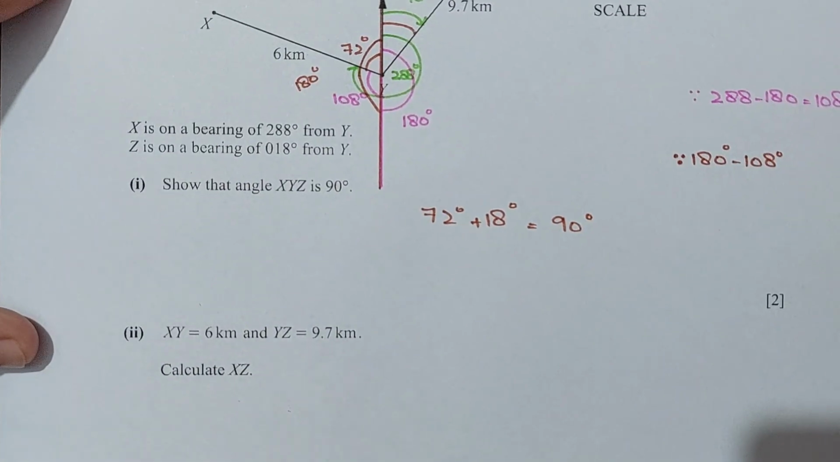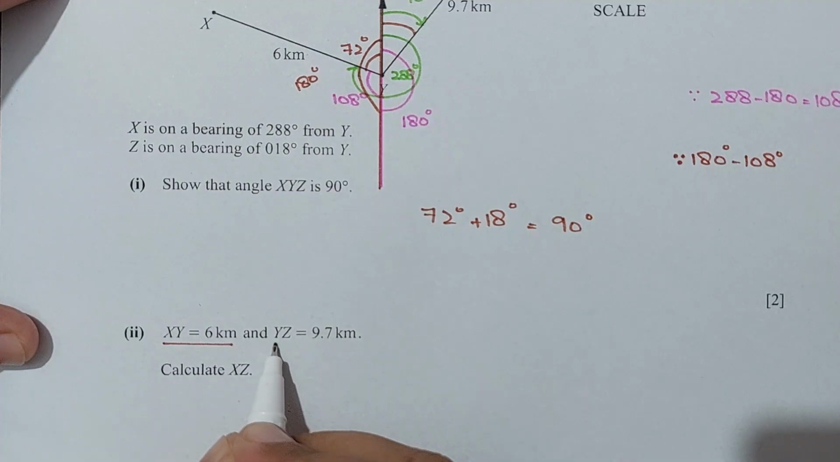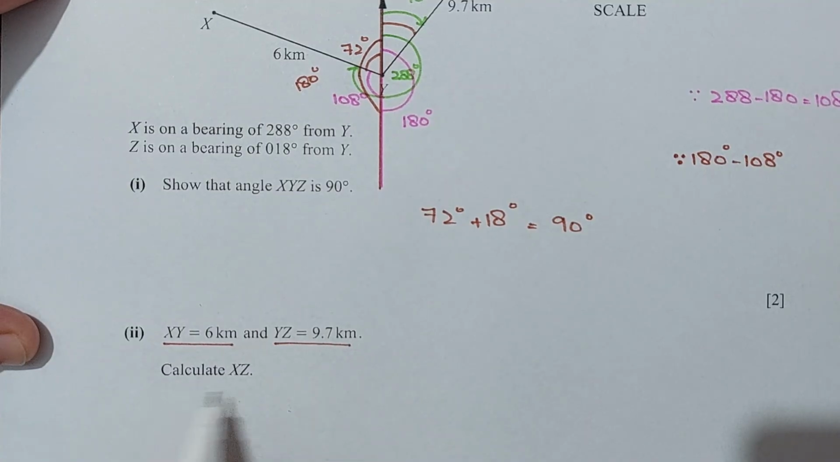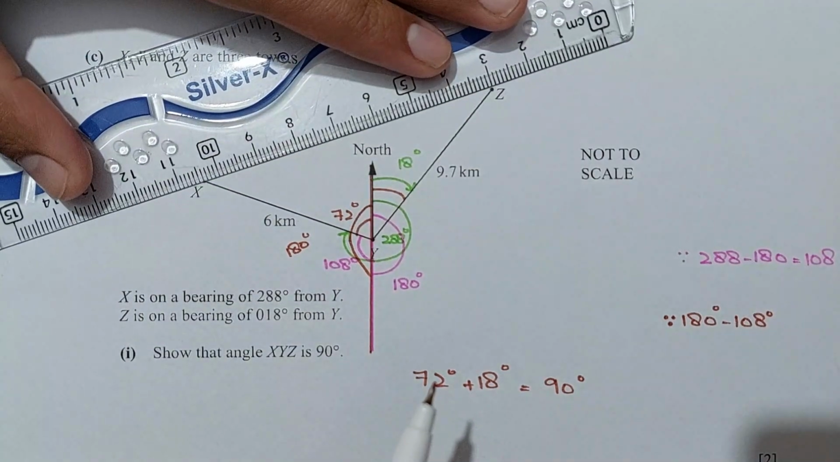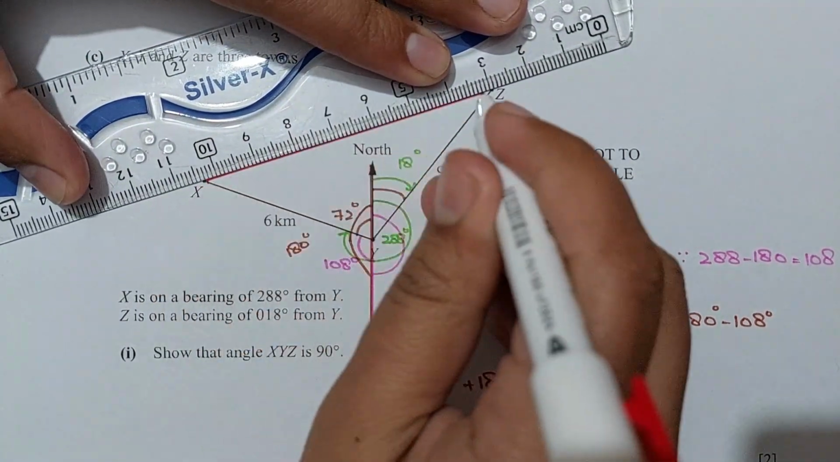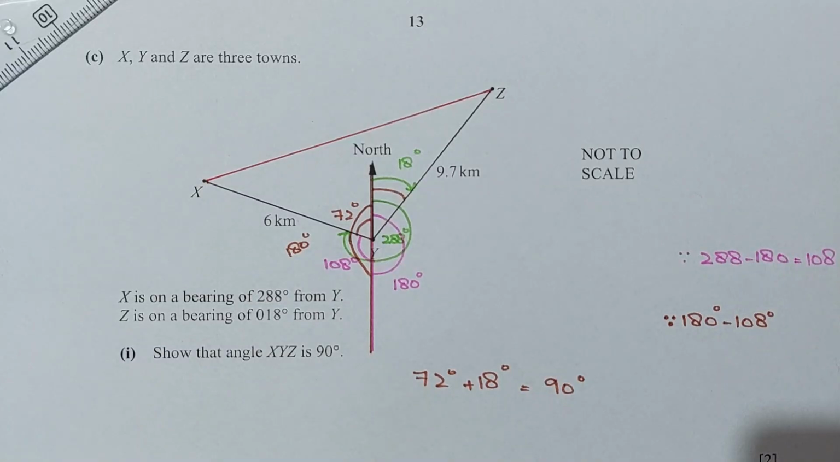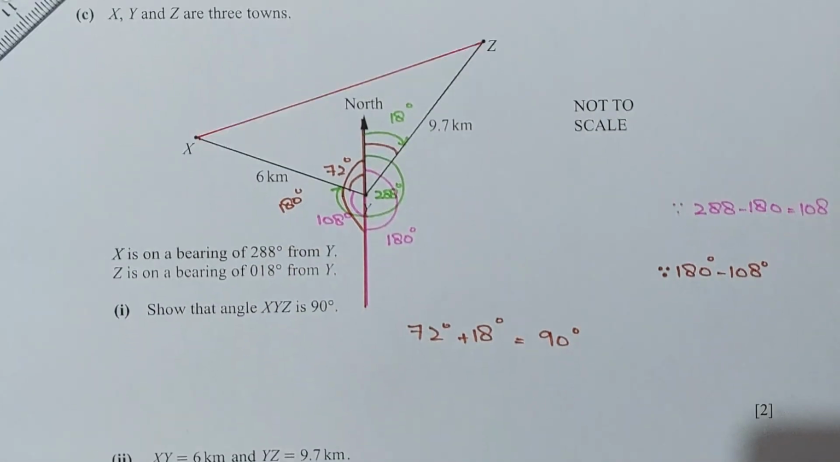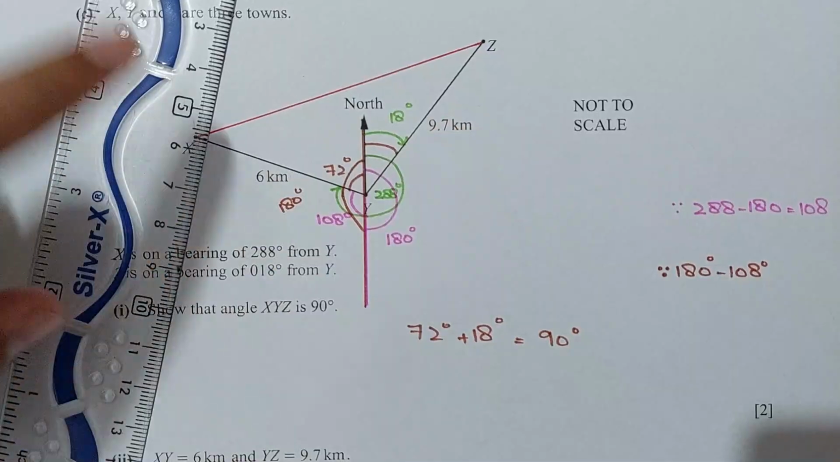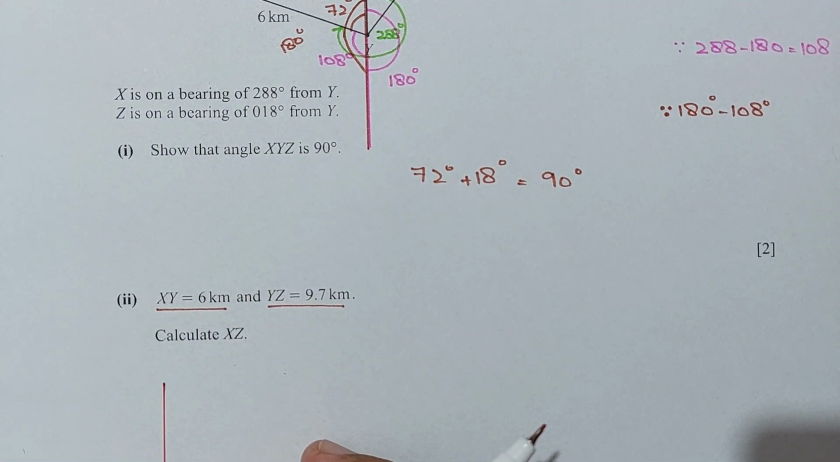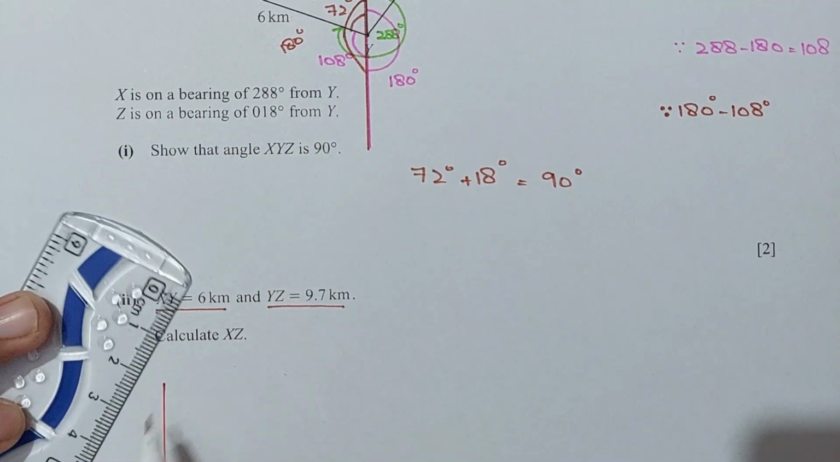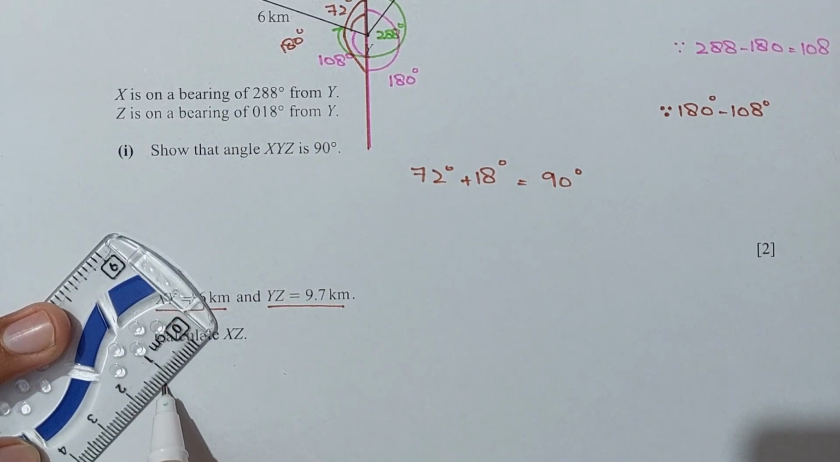Now for the second part, XY is 6 kilometers. We have been given YZ is 9.7 kilometers. We have to calculate X to Z. Okay. First we have to join X to Z. We have to calculate this. Alright. So this is a right angle. Let me draw this. These two sides we have been given. So I can draw this triangle with the right angle over here to visualize the situation more clearly.